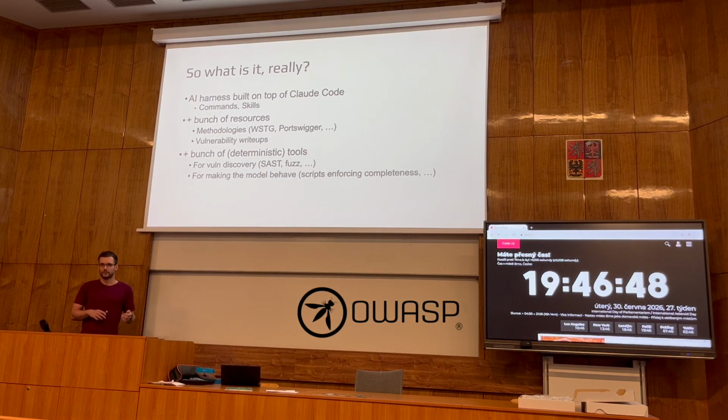So it's a set of commands and skills, and to that there are a bunch of what I consider high-quality resources for it to follow, like methodologies and write-ups of older vulnerabilities that get published either from bug bounty programs or from open source repositories as GitHub advisories, etc. And to that, there are a bunch of deterministic tools and scripts for both helping the vulnerability discovery, so all good AppSec tools for static analysis, dynamic analysis, fuzzing, etc., but also for making the AI models behave the way you want them to behave.